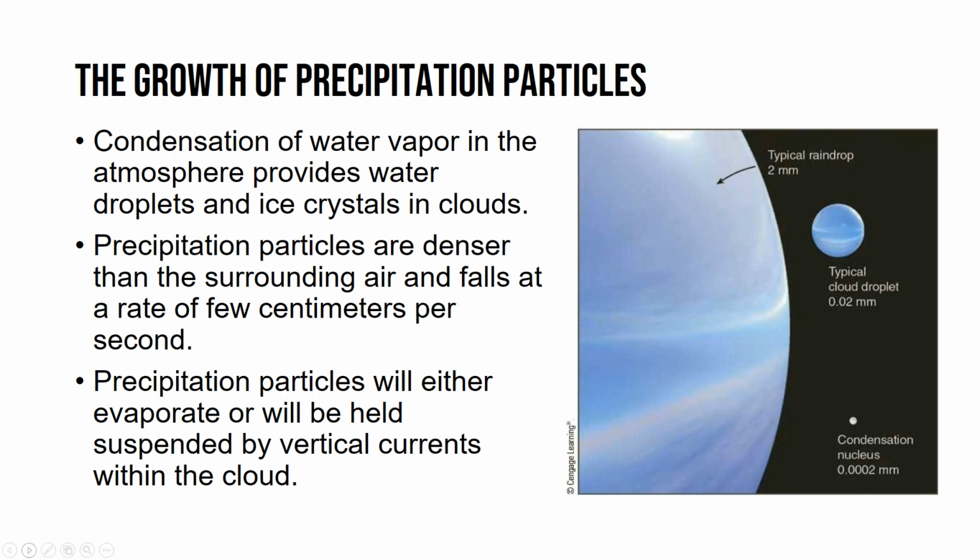In the illustration at the right part of the slide, you can see that the typical raindrop is 2 millimeters and the typical cloud droplet, or precipitation particle, is just about 0.02 millimeters. That's really small. This typical cloud droplet will not be able to reach the ground because it will either evaporate or be held up by vertical currents within the cloud, what we call updrafts.